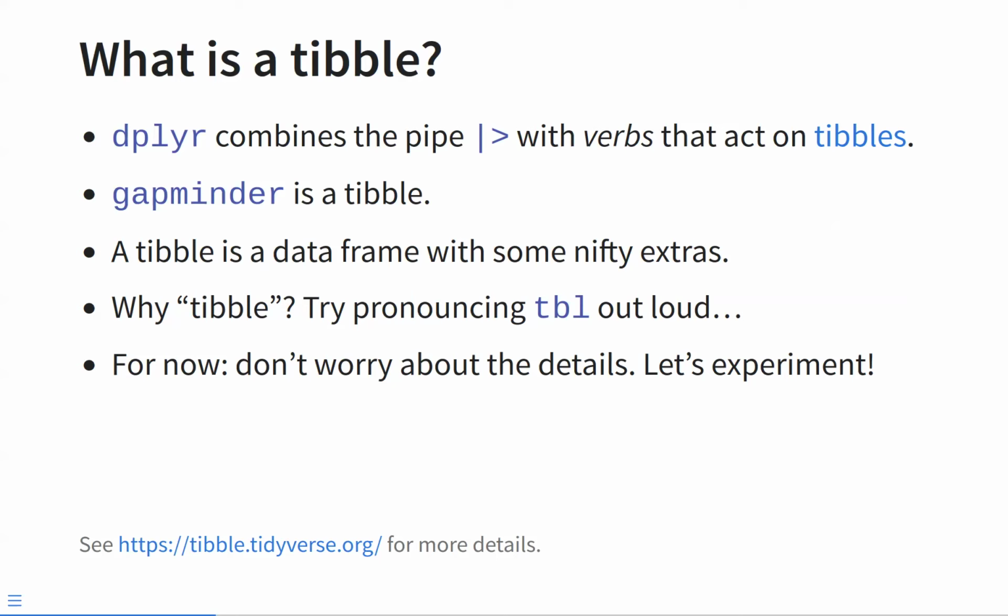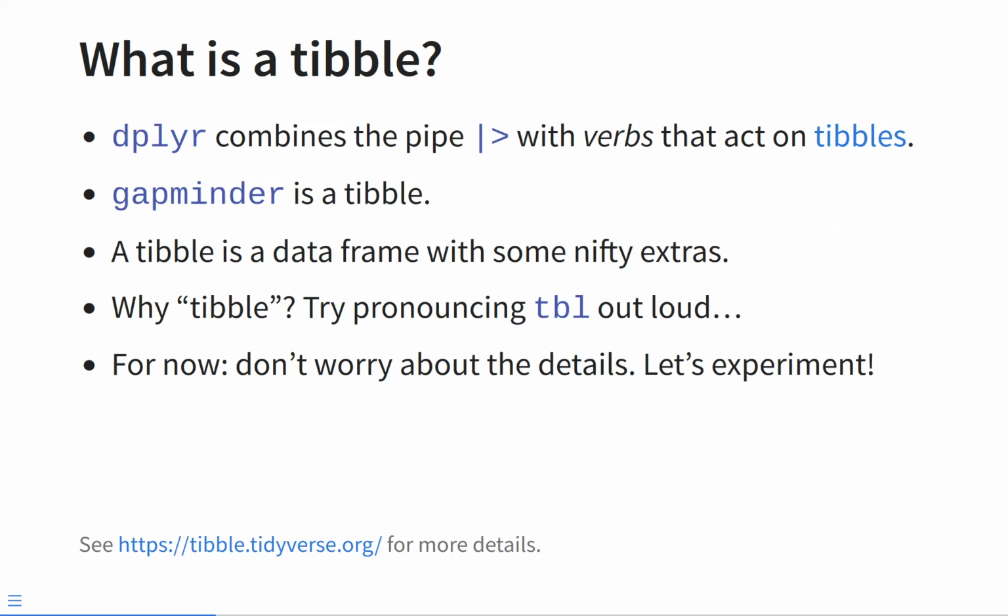I've introduced the pipe, and the second thing I've got to introduce is what is called a tibble. dplyr combines the pipe with verbs that act on tibbles, and Gapminder, which you just learned about, is in fact a tibble. A tibble is a data frame with some nifty extras. Now, if you wonder why it's called tibble, try pronouncing the abbreviation TBL, which is if you took the word table and removed all of the vowels to abbreviate it. Try pronouncing that out loud a few times. You may find it irritating and annoying, but some people find it funny. So they're called tibbles. For now, let's not worry about the details.